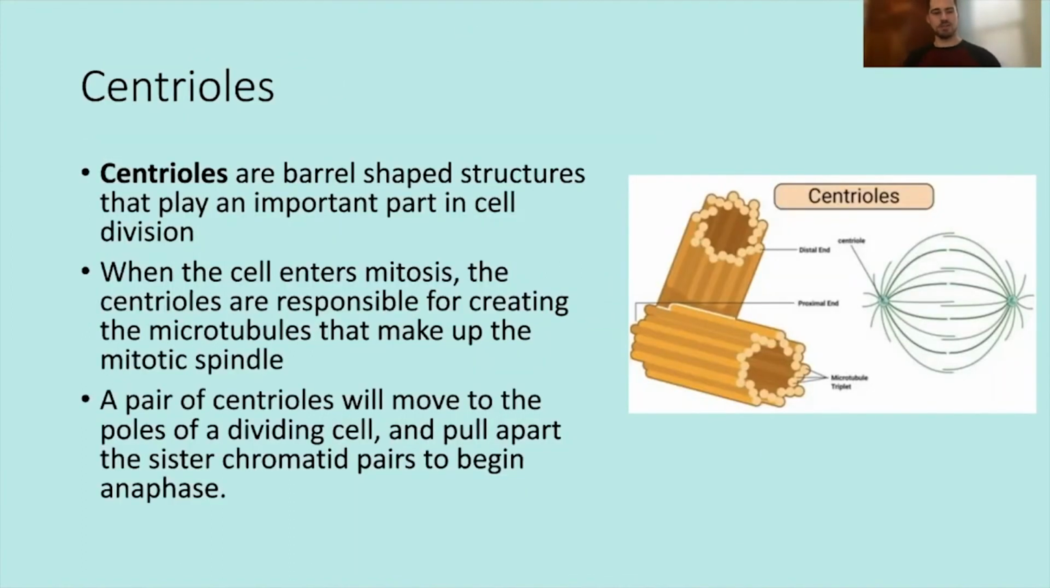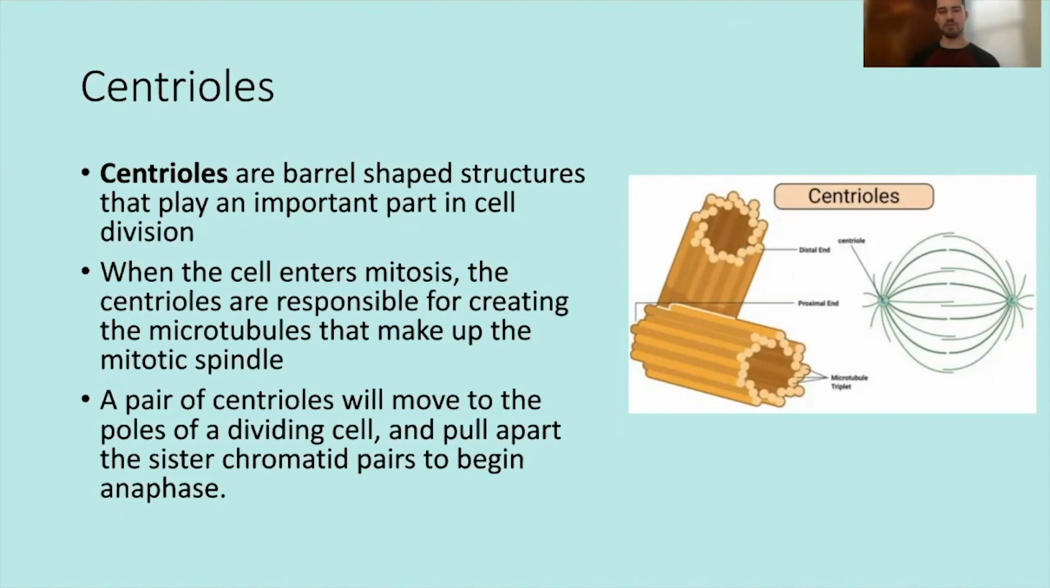So the next structure we're going to talk about are the centrioles. Centrioles are a barrel-shaped structure that play an important part in cell division. So if you look to the right, you'll see they do sort of look like little barrels. So when the cell enters mitosis, the centrioles are responsible for creating the microtubules that make up the mitotic spindle. We just spoke a little bit about that, microtubules, before.